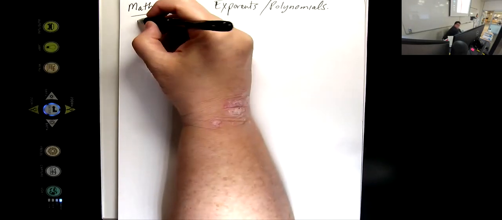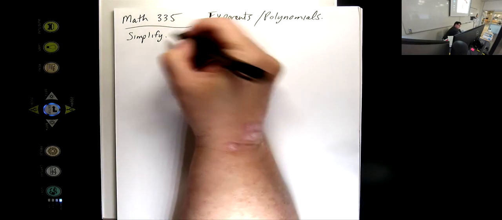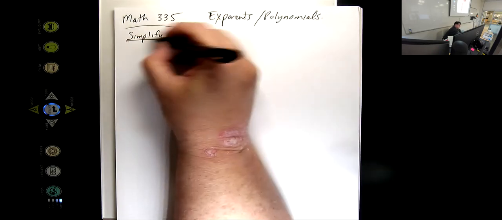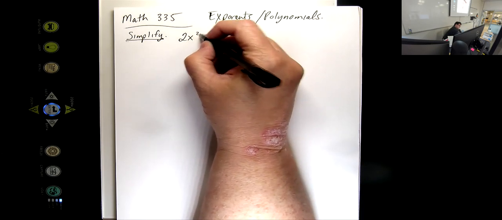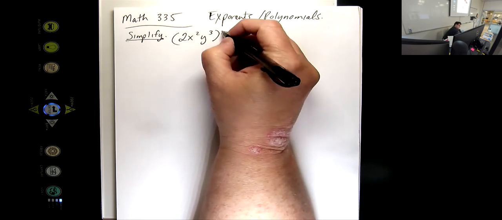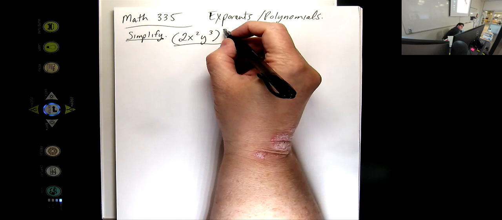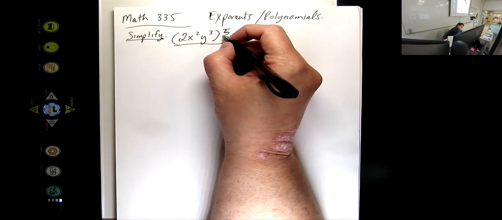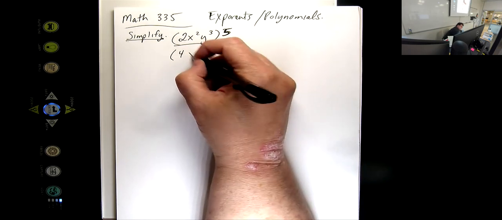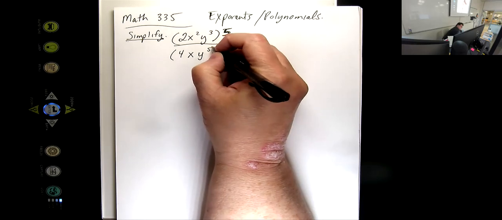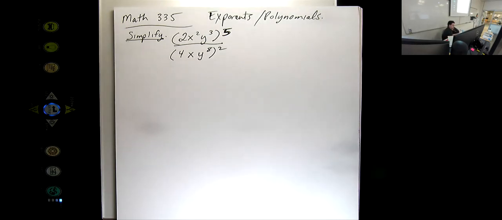So the idea on all these tasks is to simplify. We will have 2x squared y cubed to the second power over... Now let's make it to the fifth power. Oh yeah, let's kick it up a notch. And let's put this over 4x y to the fifth, the eighth squared, like that. Simplify that.